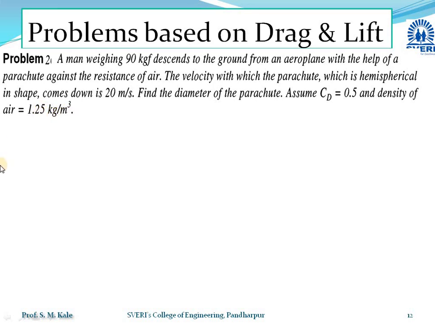So here there is one aeroplane. From that aeroplane, one person whose weight is 90 kg force descends to the ground with the help of a parachute. The shape of that parachute is hemispherical, and that parachute along with the person comes downward with a speed of 20 meter per second. So we have to find out the diameter of the parachute if CD, the coefficient of drag, is equal to 0.5 and density of air is 1.25 kg per meter cube.